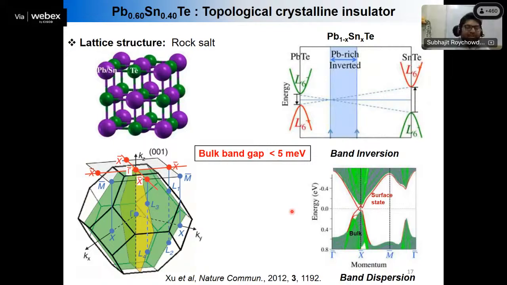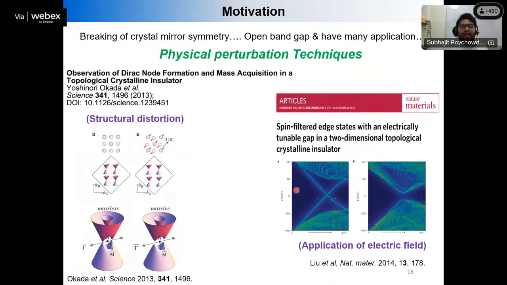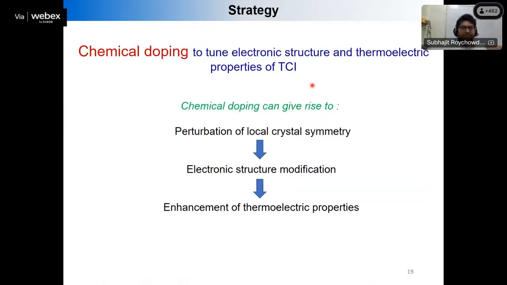Now the problem is that in this material, the bulk band gap is less than 5 millielectron volts. That means this is not a good material for thermoelectric application, because we need a narrow band gap, but not less than 5 millielectron volts. Previous literature says that if you have a structural distortion, it can break this mirror symmetry and open up the band gap. So physical perturbation can easily open up the gap and it can have different applications.